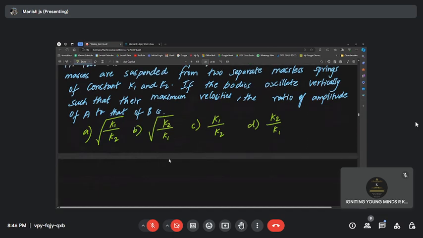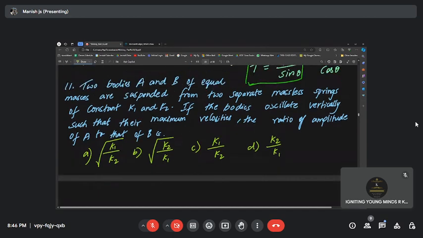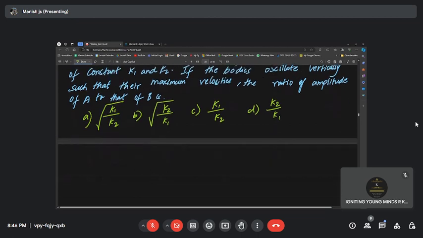So they have given you two bodies, suspended from two separate massless springs having constants K1 and K2. If they oscillate vertically with equal maximum velocities, they're asking you what is the ratio of the amplitudes of A to that of B. Okay, that's what they're asking.